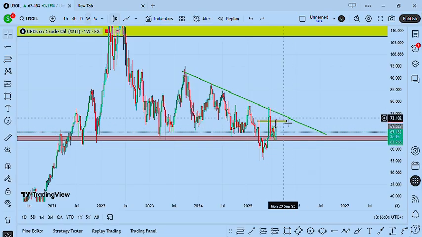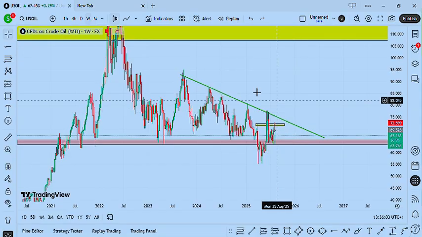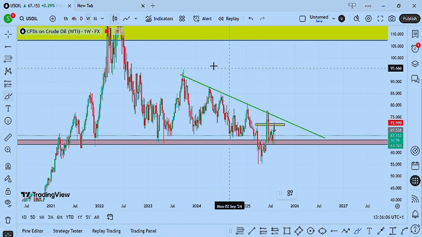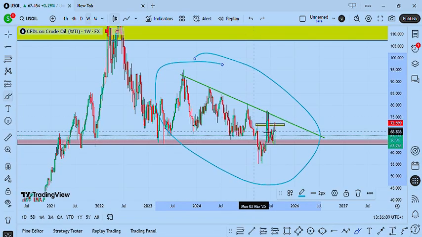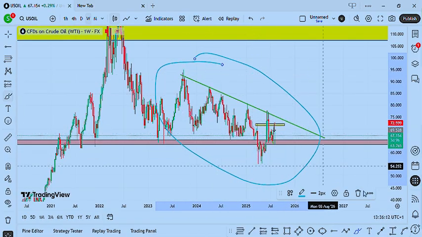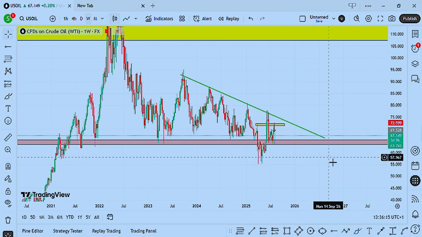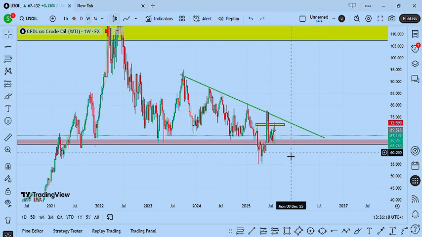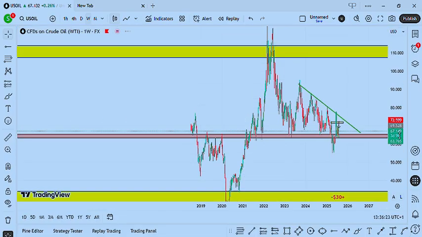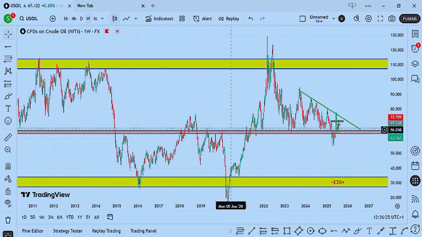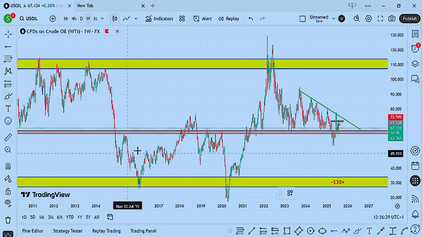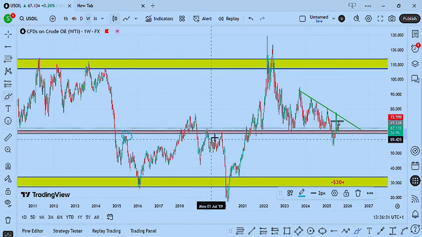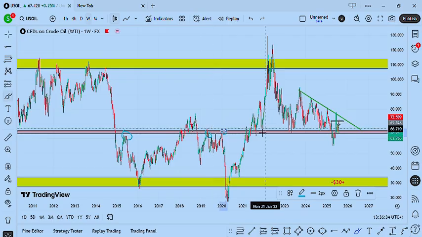Now, as long as this crude oil is still trading inside of this consolidation, as long as it's still trading below this weekly trend line, this crude oil is still going to drop. The only thing holding this crude oil right now is this institutional support level. So this is a resistance, resistance here, resistance, and this resistance and support. So the safety is going on right here.